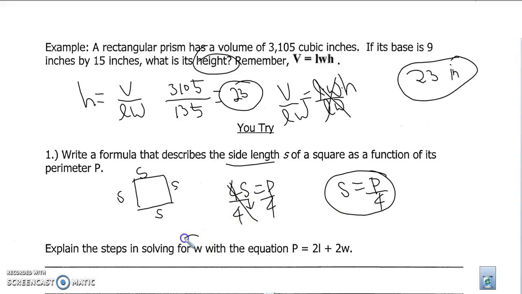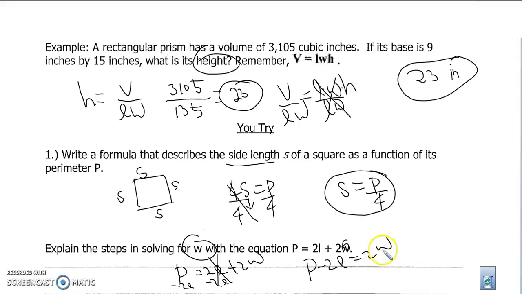Explain the steps in solving for W with the equation P equals 2L plus 2W. So we're solving for W. What you're going to do first is move 2L to the other side. The opposite of positive 2L will be negative 2L, so you do that on each side. So it's going to be P minus 2L equals 2W.